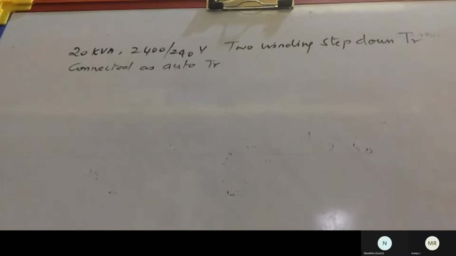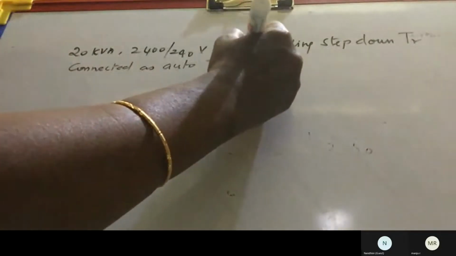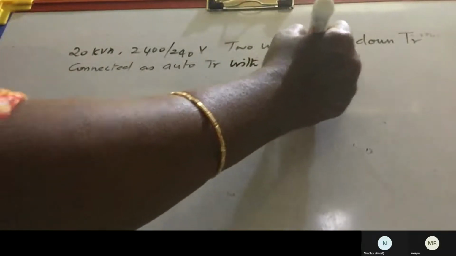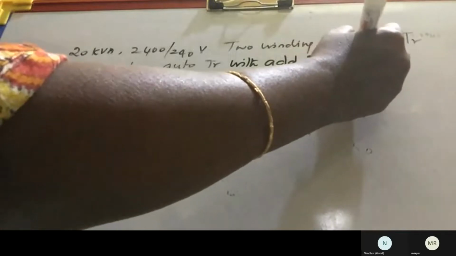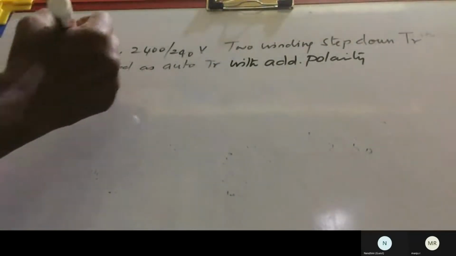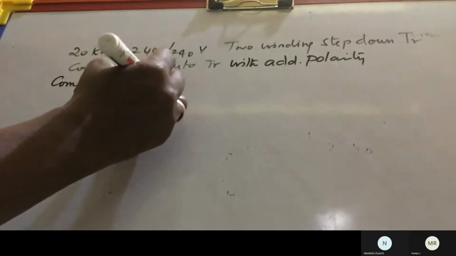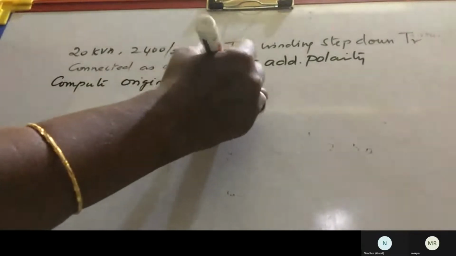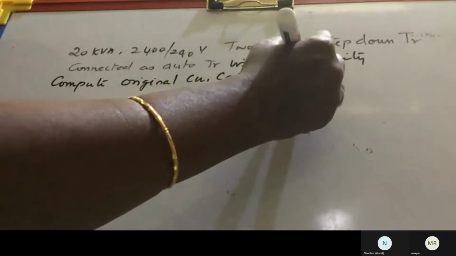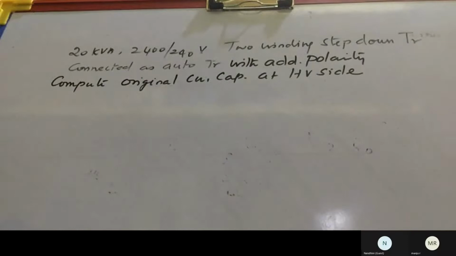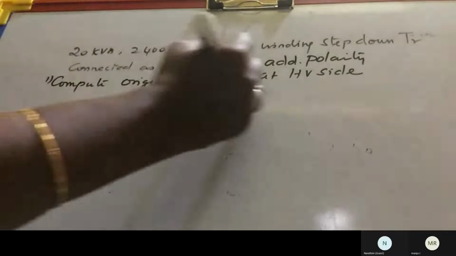Compute the original current capacity of the high voltage winding, that is the original current capacity at the high voltage side, and second, the original current capacity at the low voltage side.